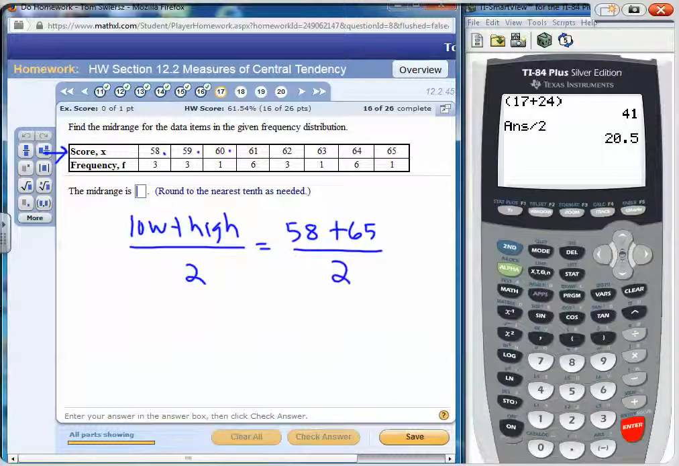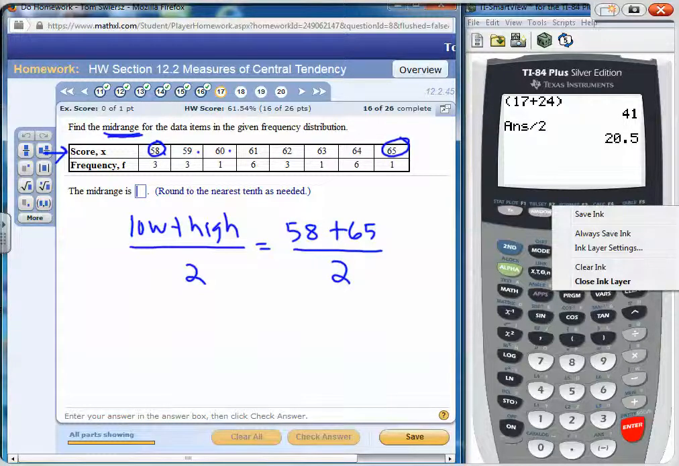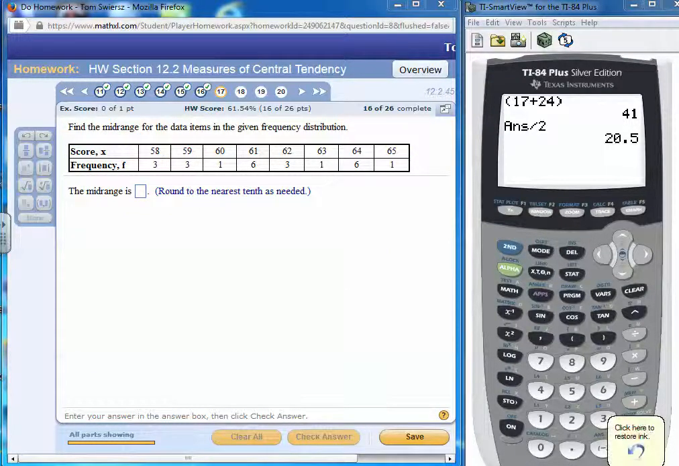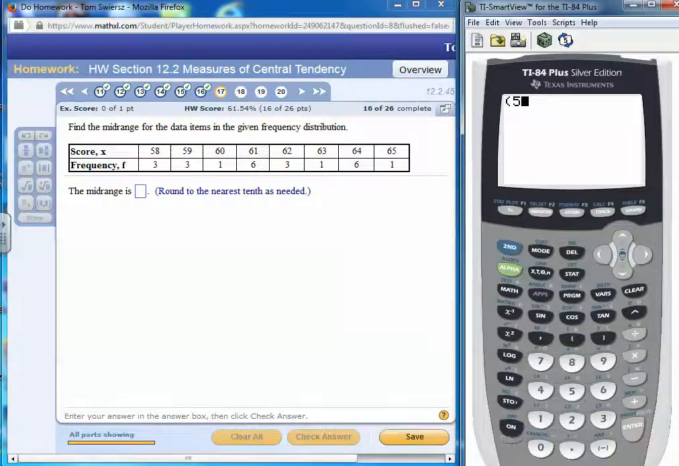And then we divide by 2. Nothing to do with the frequencies. It's simply the lowest score, 58, plus the highest score, 65, divide by 2, because it's the mid-range. So remember the mid-range is the highest plus the lowest. If we do it in one step, we have to put it in parentheses, 58 plus 65, and then divide by 2, and we get 61.5.